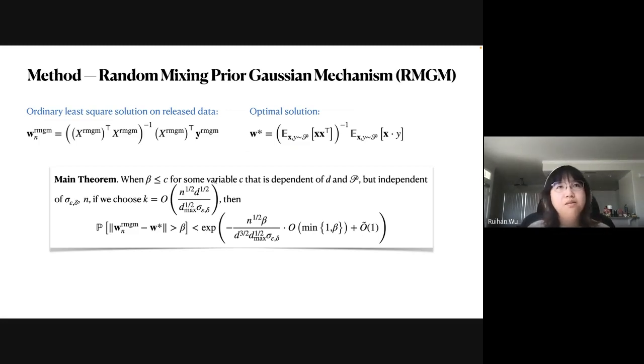So this is the main theorem of our paper. It shows how to select k. If we choose k in the order of square root n, then the probability that the difference between the learned model and the optimal weight is larger than any beta is smaller than an exponential term, and square root n is inside this exponential.